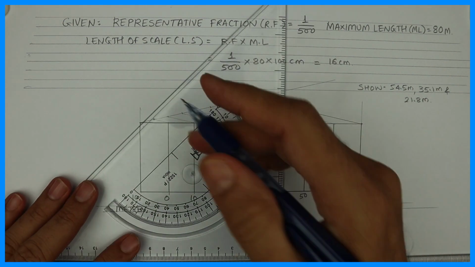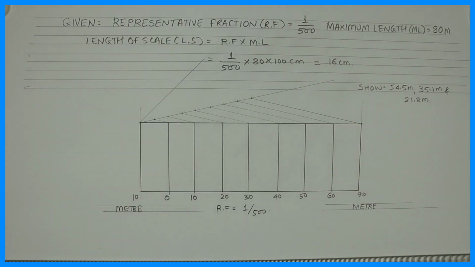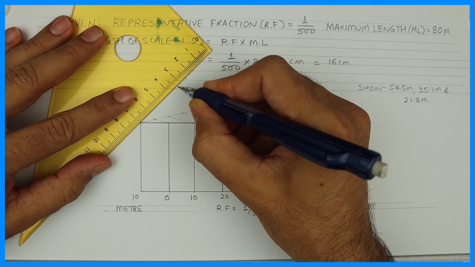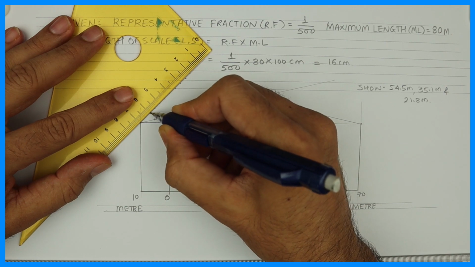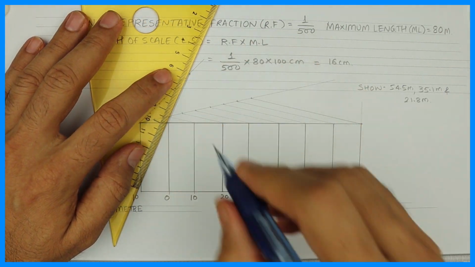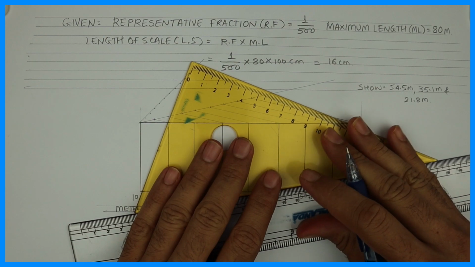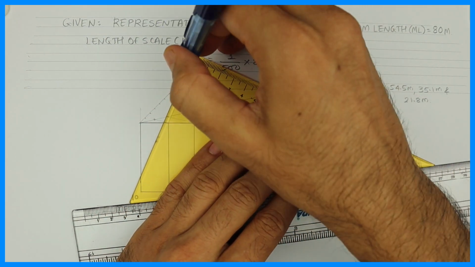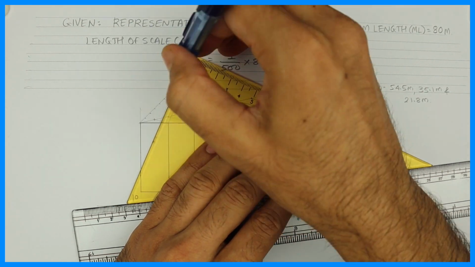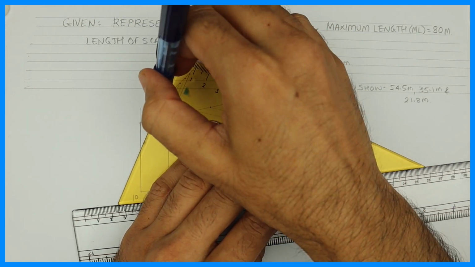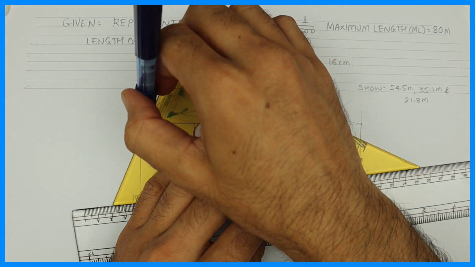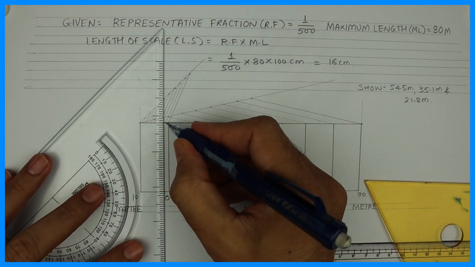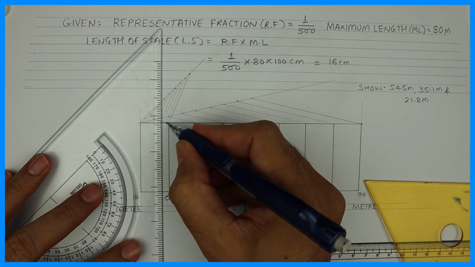Now we need to divide this 1 meter into 10 parts, because we need to mark 54.5, 35.1. So we'll divide the first block into how many parts? 10 parts. Then we'll mark all these points down.